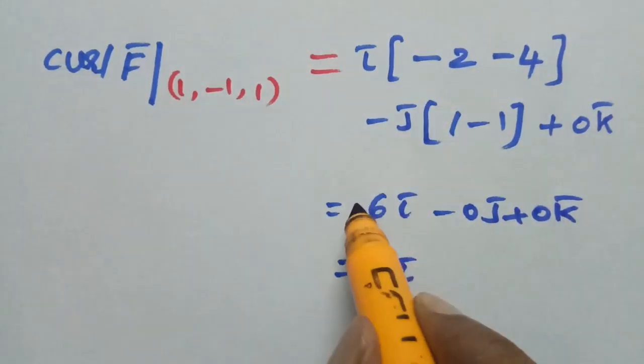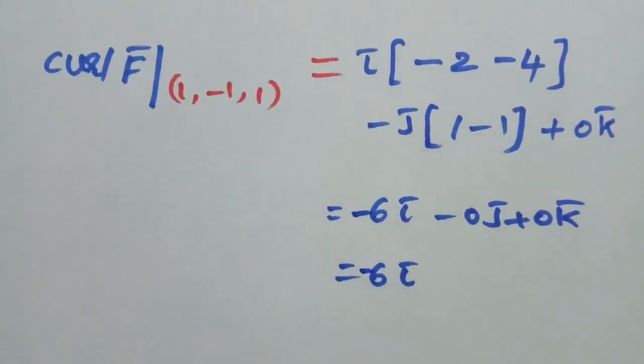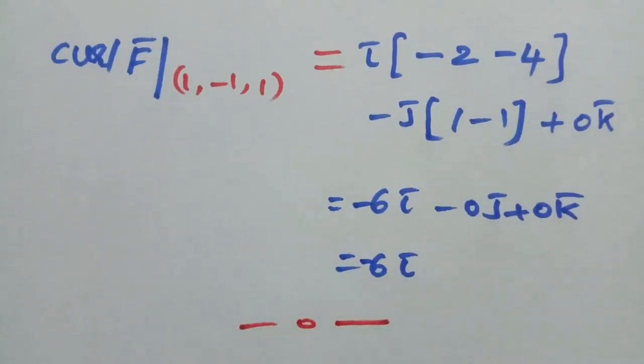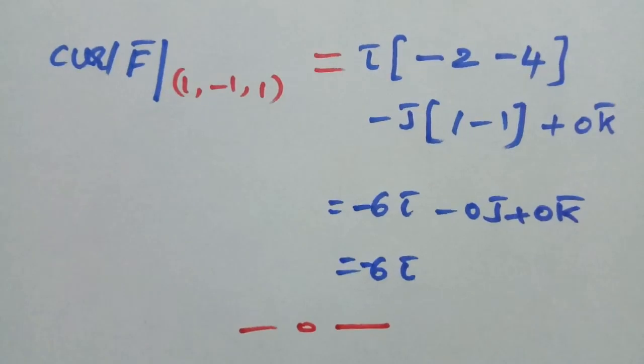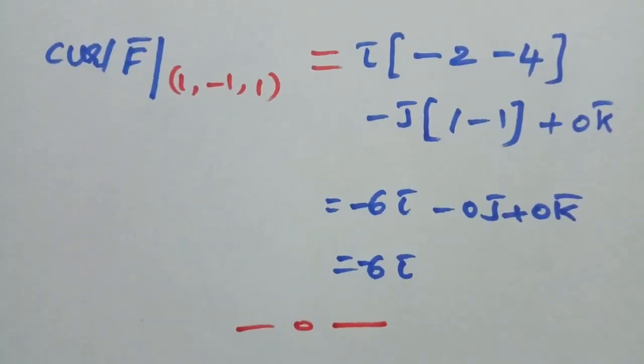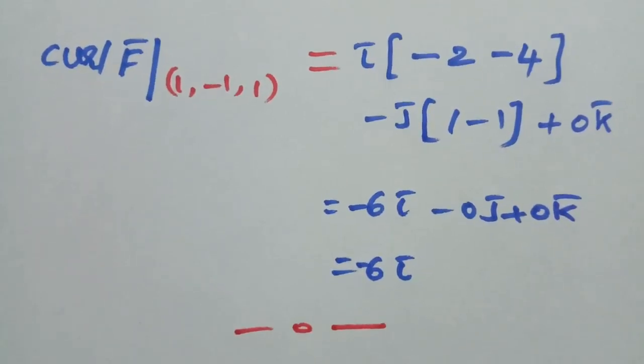Here minus 2 minus 4 is minus 6. Here I forgot to write minus. Therefore, this is minus 6i. Curl of F bar at the point 1 comma minus 1 comma 1 is minus 6i.